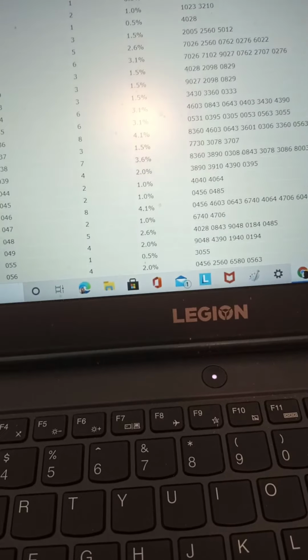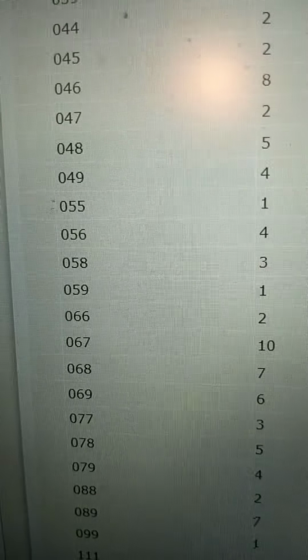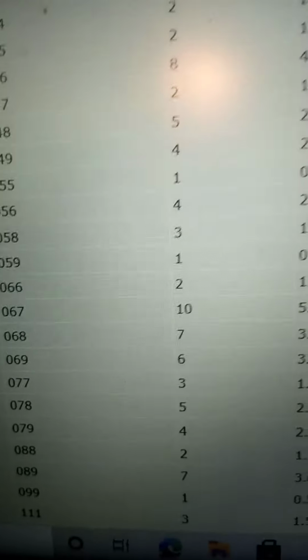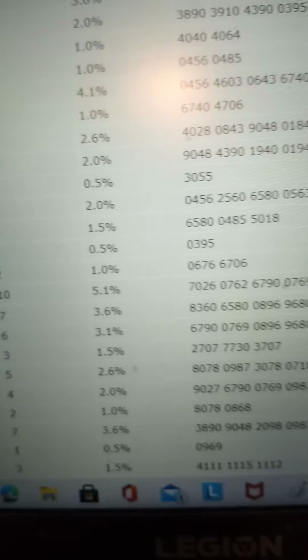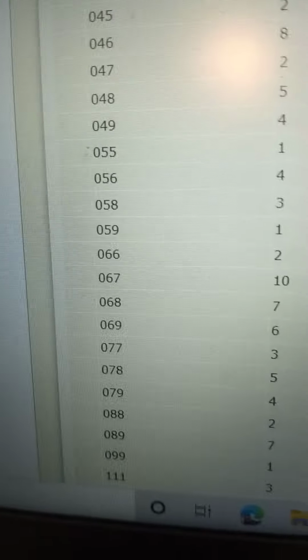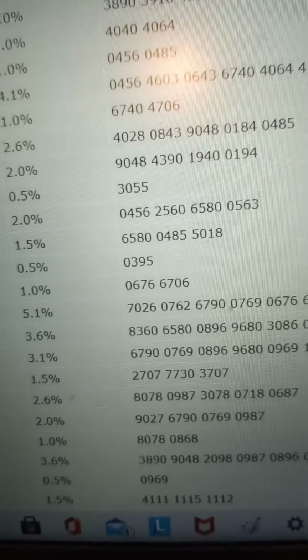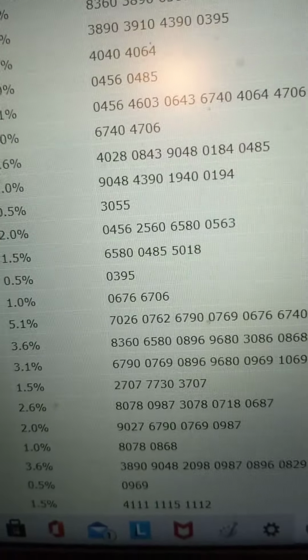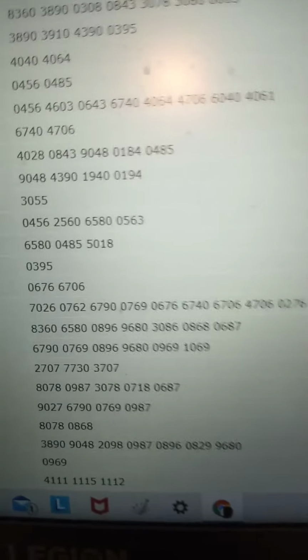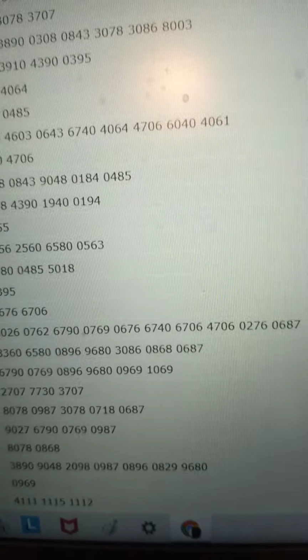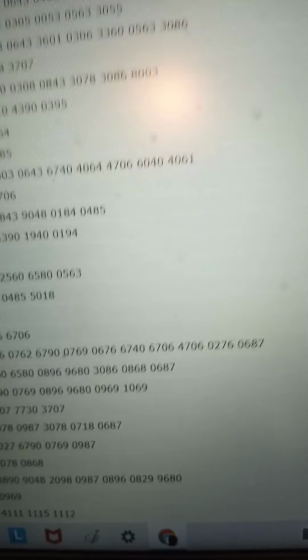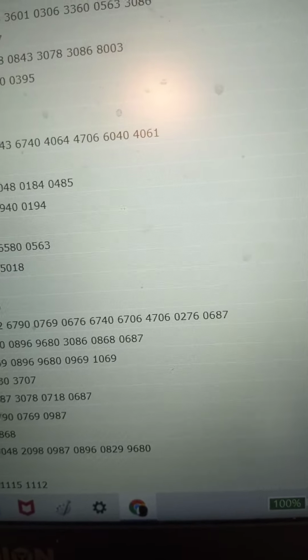Now, the key number here, if you can see, this is the highest number right there. Look at that. Okay, 067 has been out 10 times. And these are the numbers under 067: 7026, 0762, 6790, 0769, 0676, 6740, 6706, 4706, 0276, 0687. Okay, those are the main quads.